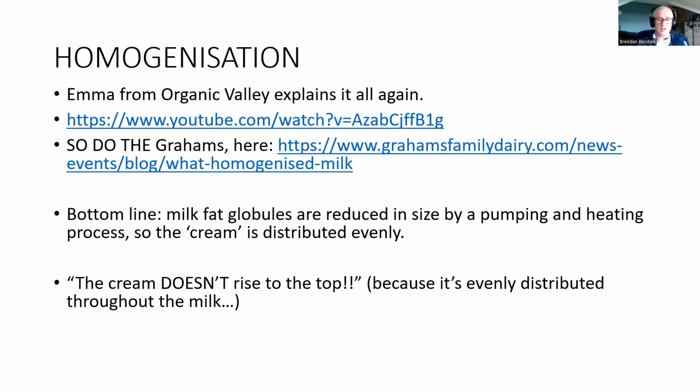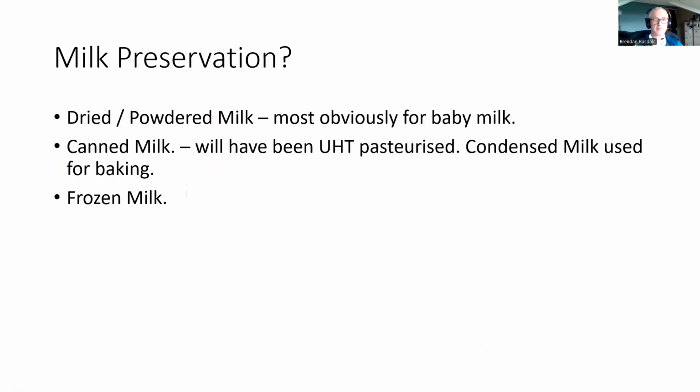All right. Homogenization is essentially where the milk fat globules are reduced in size and pumped around so they're redistributed, so that the cream is distributed evenly. So you don't end up, like we used to in the old days when I was a cub, with a layer of cream at the top. That doesn't exist anymore, okay? Milk preservation products, dried and powdered milk, are the obvious ones.